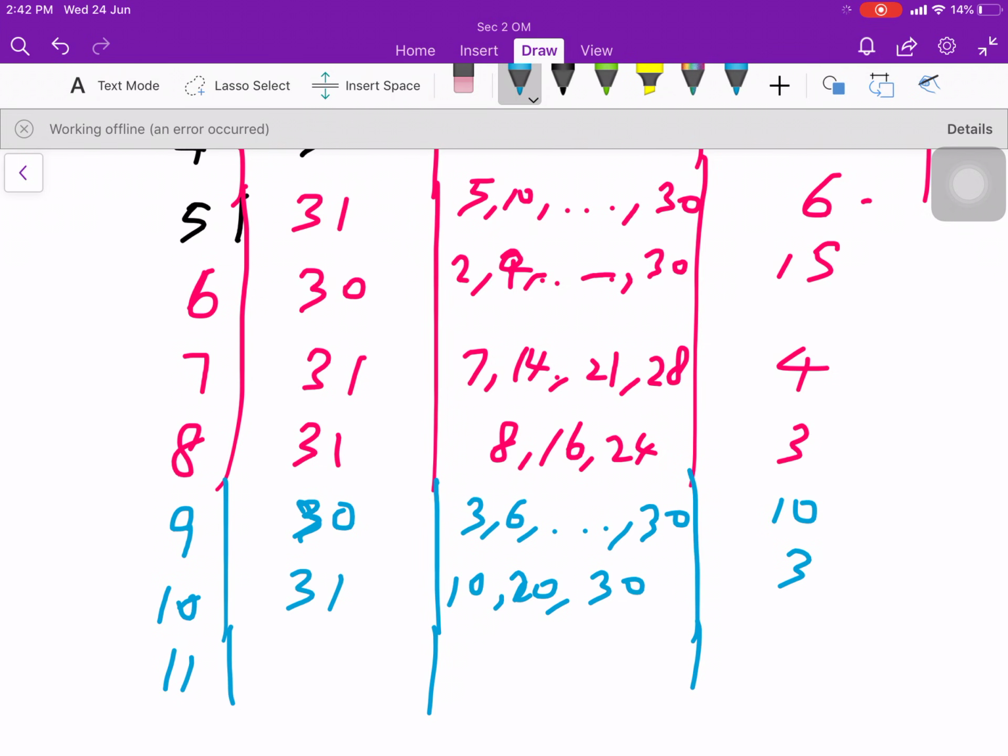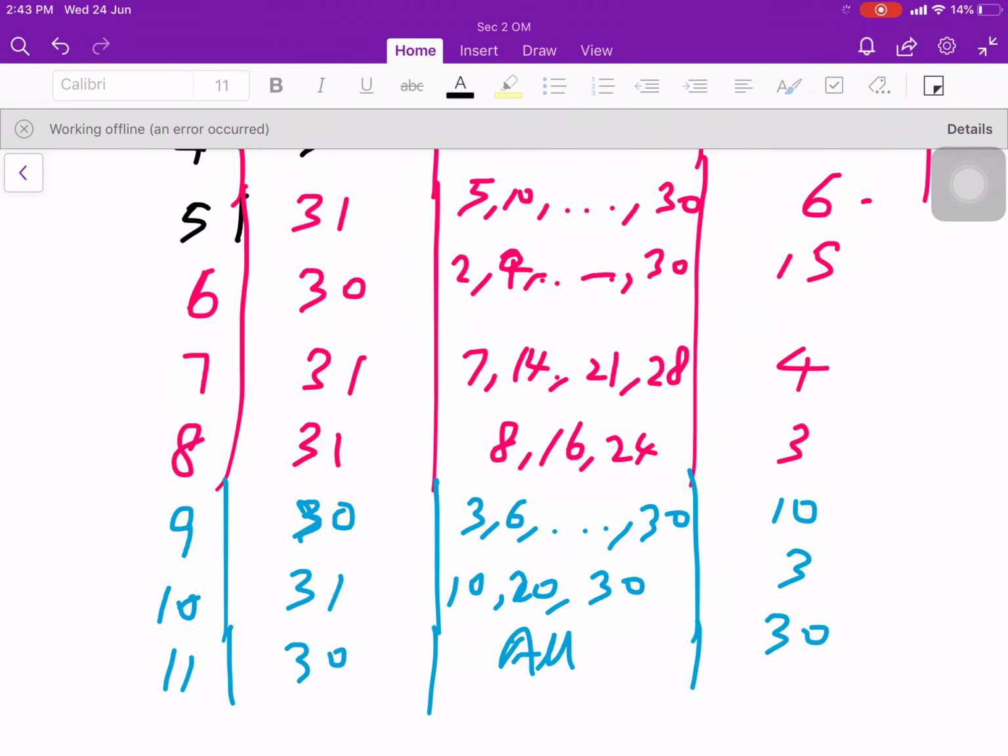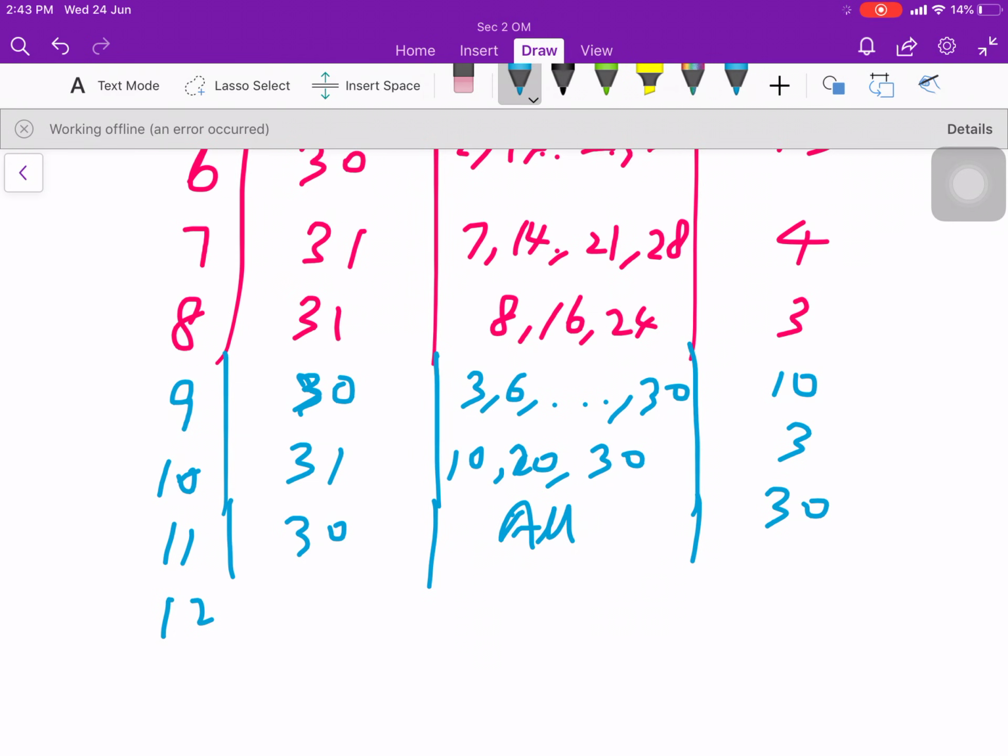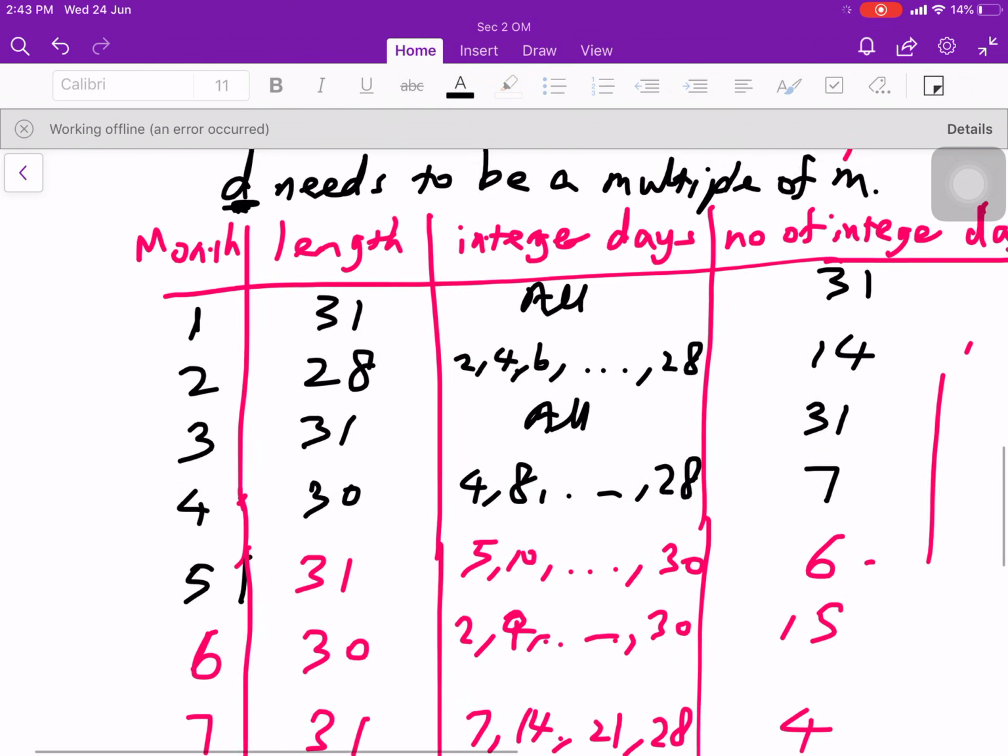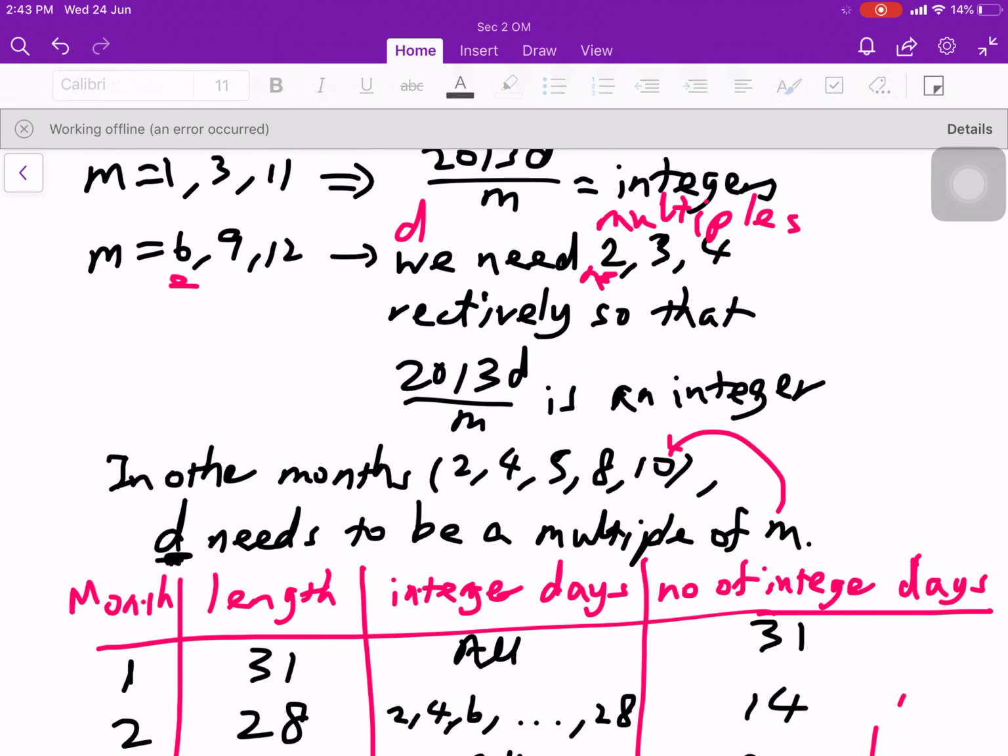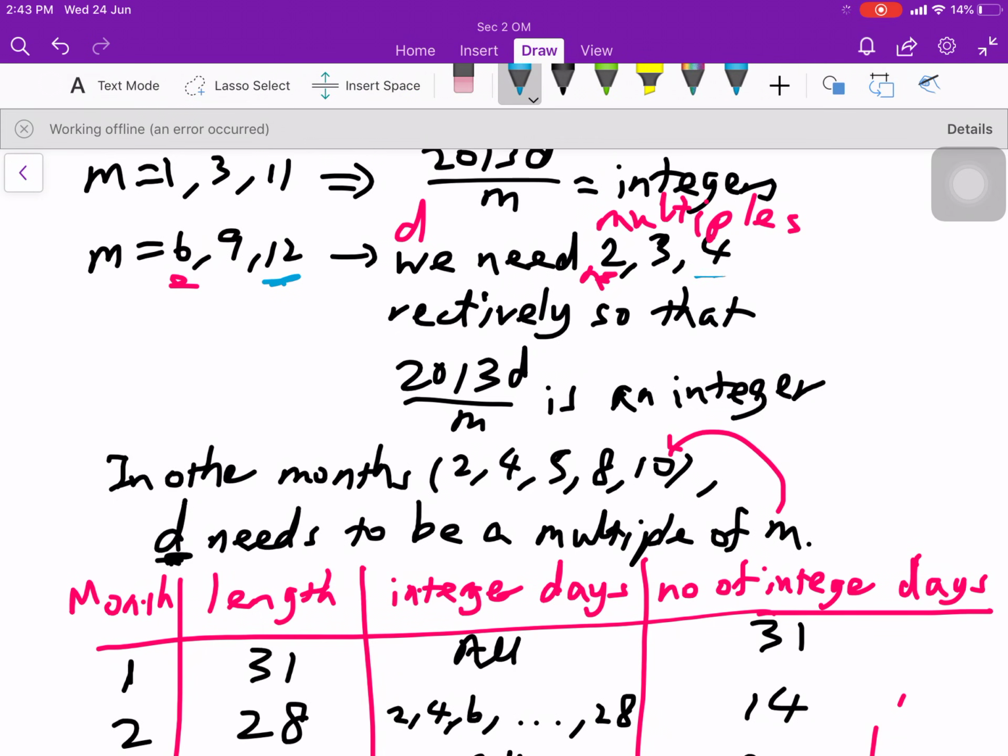You go look at 11. This is 30 days. In this case, all days are integer days. Therefore, I get 30, right? And finally, let me look at 12, which is the month of December. Then you have 31 days. Remember this part here: if your M is 12, then your D must be a multiple of 4.